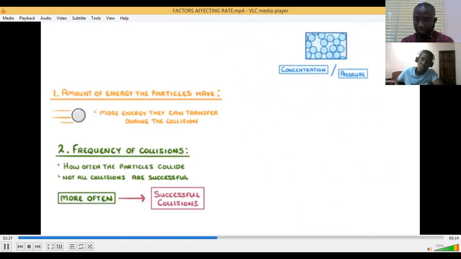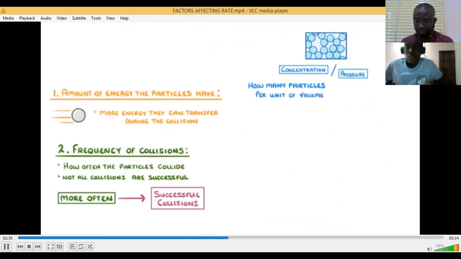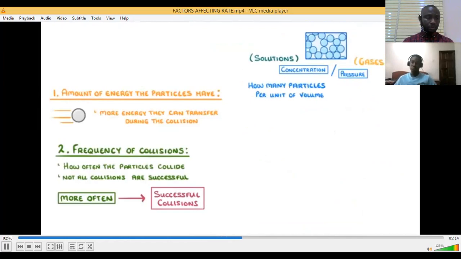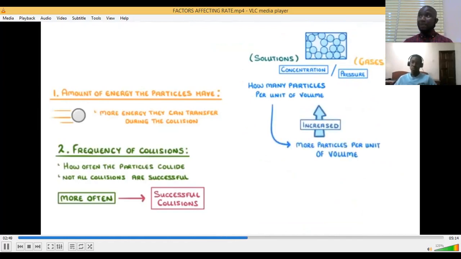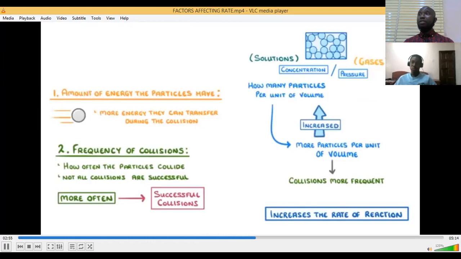Now, concentration and pressure are normally considered as a single factor because they both refer to how many particles there are per unit of volume. It's just that concentration generally refers to solutions and pressure refers to gases. When either of these is increased, it means that there'll be more particles per unit of volume, which makes the collisions more frequent, and so it increases the rate of reaction.